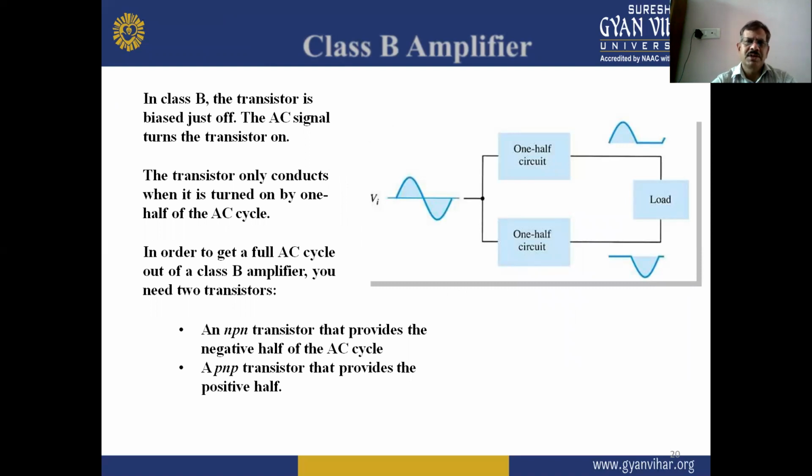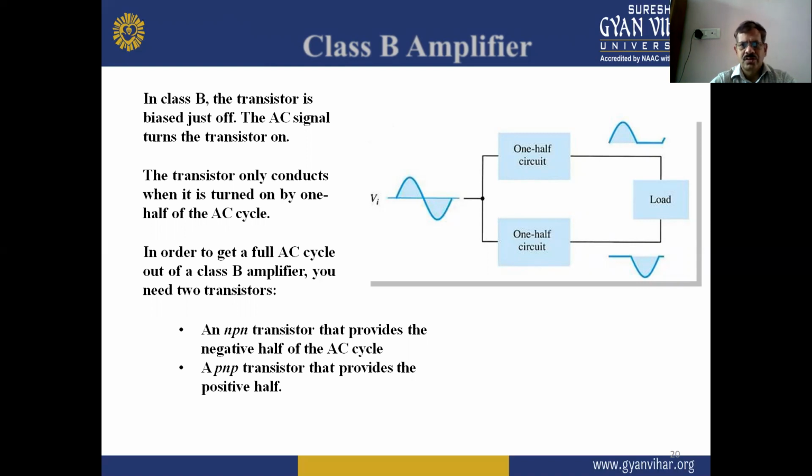Next one is the class B amplifiers. In class B, the transistor is biased just off. The AC signal turns the transistor on, so the transistor only conducts when it is turned on by one half of the AC cycle. In order to get a full AC cycle out of a class B amplifier, you need two transistors.